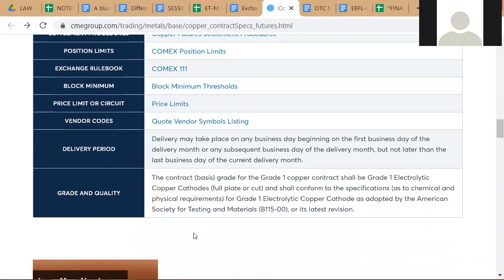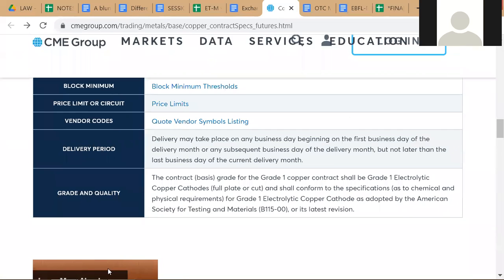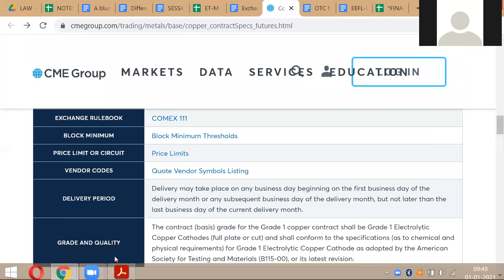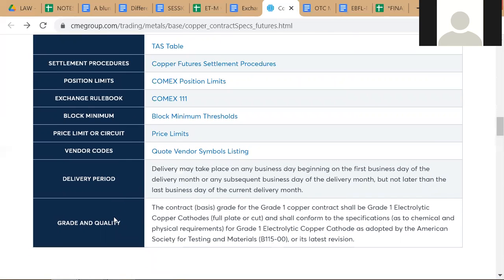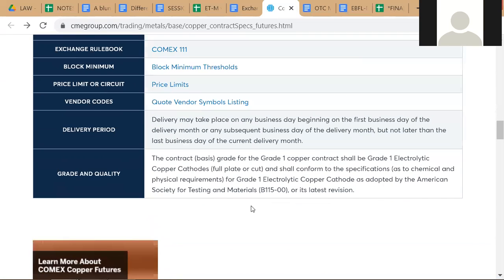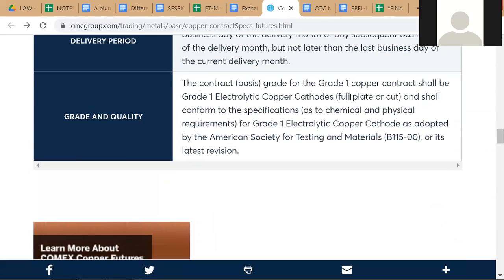are addressed, okay? Look at this, grade and quality. You can't just deliver any old copper. You can read these notes, okay? Please read all these notes. This is meant to be an opportunity for you to learn about these things. Here, look at this. Delivery period is standardized, and grade and quality. You can see this. I'll make this a little bit bigger, maybe. And you can see that here, grade 1, electrolytic copper cathodes, okay?